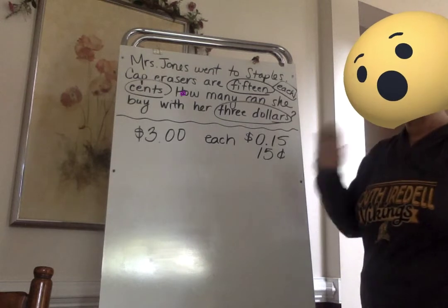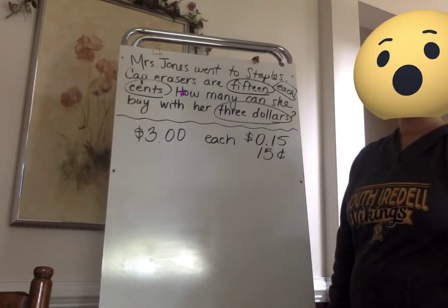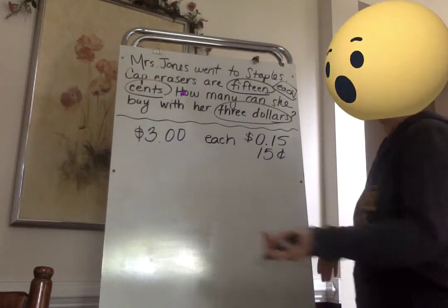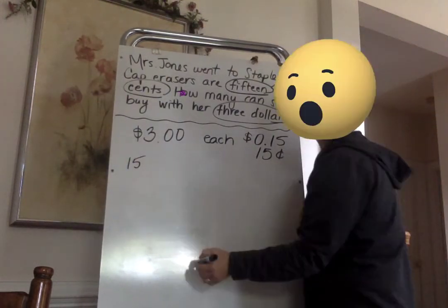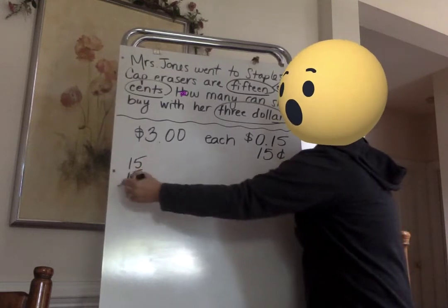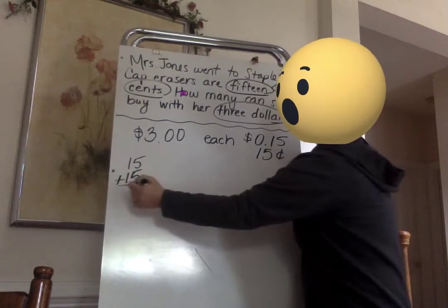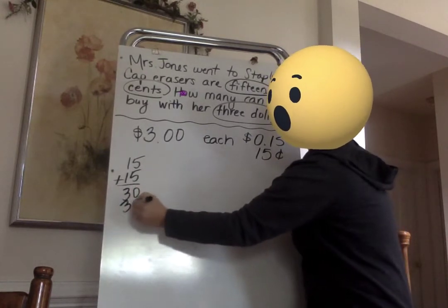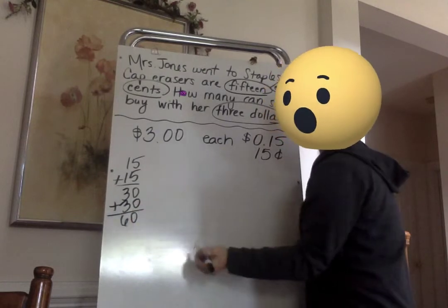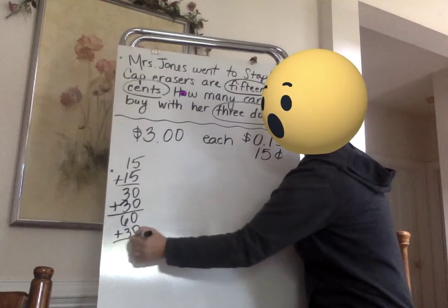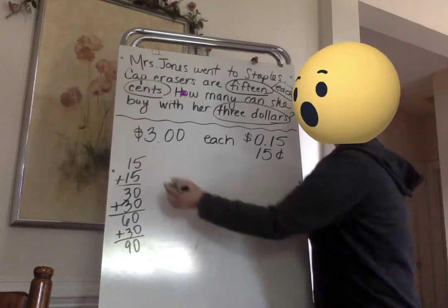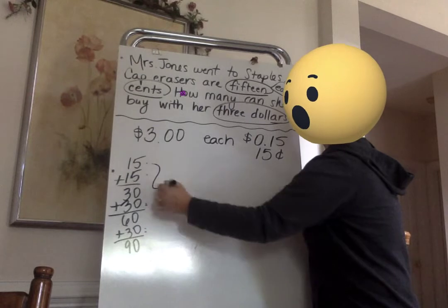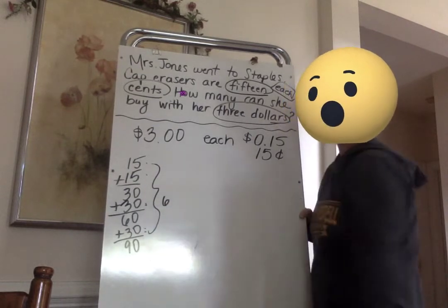So how can I figure out how many I can buy if I have $3? Let's think of one strategy. I can just do repeated addition. If I have 15 cents and 15 cents and I bought 2 erasers, 2 erasers would equal 30 cents. I could do that again and add 30 more, and that's 60 cents. Well, I can do that again. Now I've got 90 cents. So I have 1, 2, 3, 4, 5, 6. That's 6 erasers to get me to 90 cents.